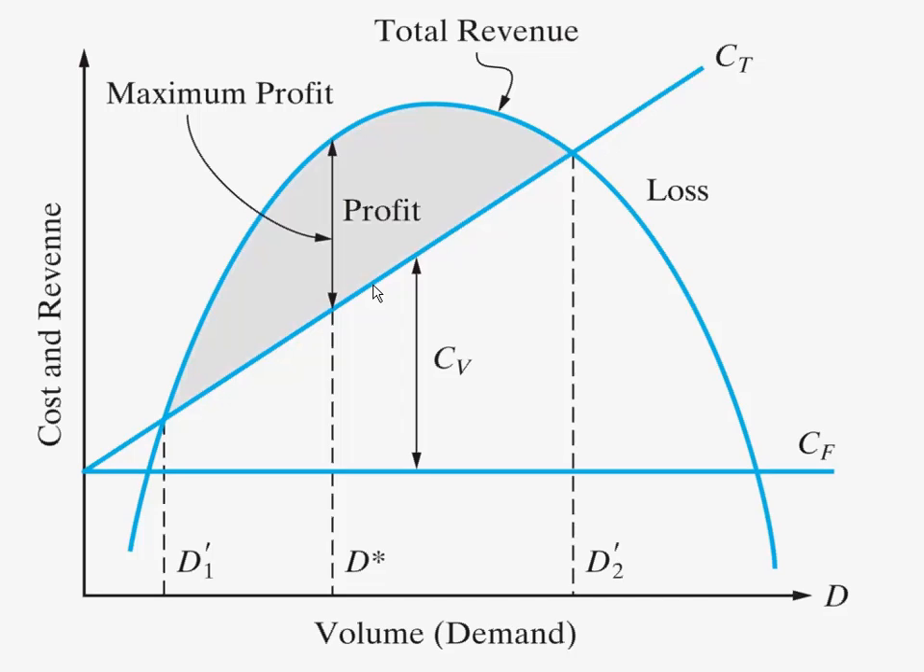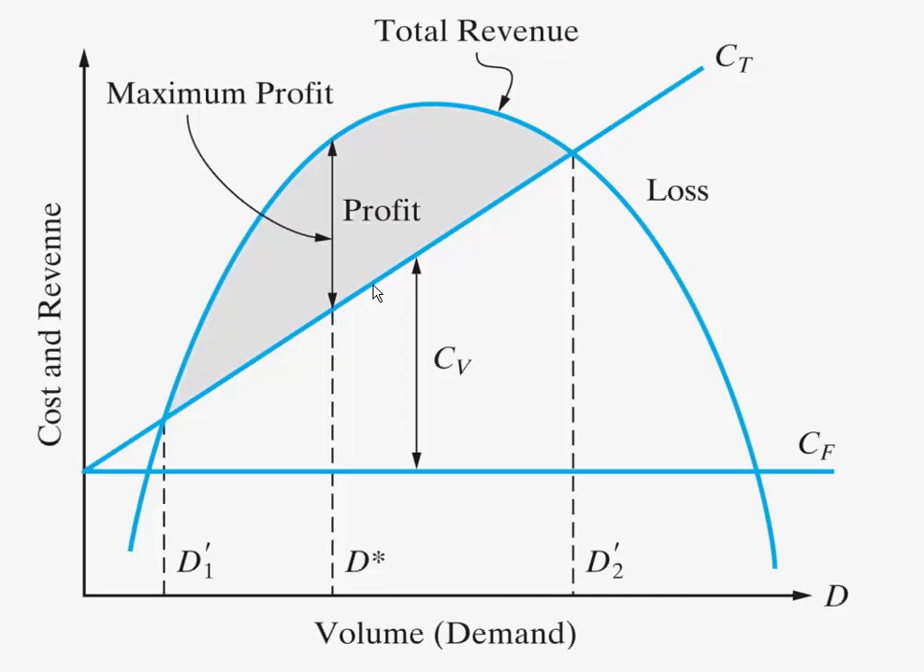So we've talked about D, it just means demand. We've talked about D hat, that's maximum revenue. D star is optimal demand, meaning maximum profit. Just by looking at the graph, what is D prime? Yeah? Breaks even. What does it mean, break even? Revenue and costs are equal.